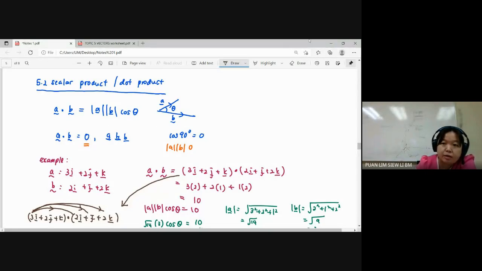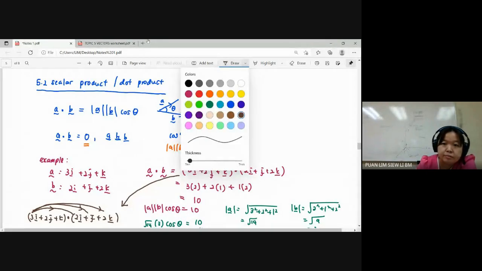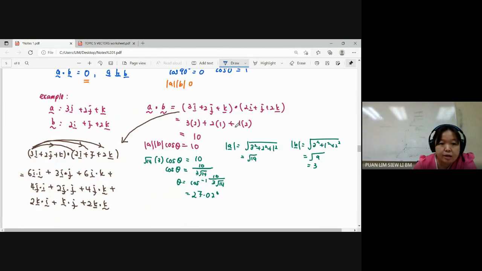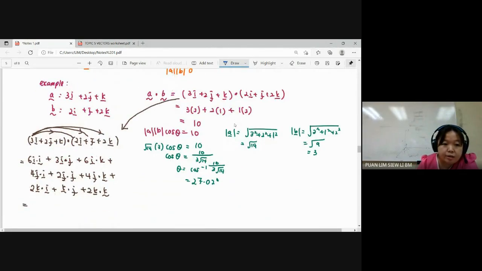So kalau dia parallel, cos 0, what do you get? You get 1, correct? Cos 0 you'll get 1, right? So I dot I you get 1, so that's why you get a 6 here. So this is you get 1.